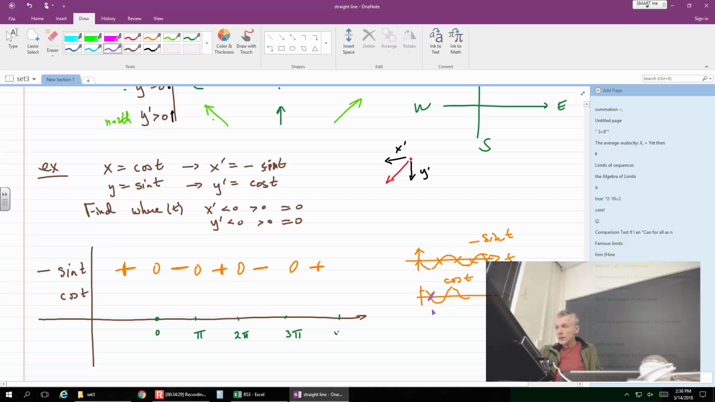Pi over 2, and then it crosses every pi. Starting from pi over 2, it will be crossing a 0 at every pi. So this is pi over 2, negative pi over 2, 3 pi over 2, 5 pi over 2, and on and on. So that's where cosine is 0.